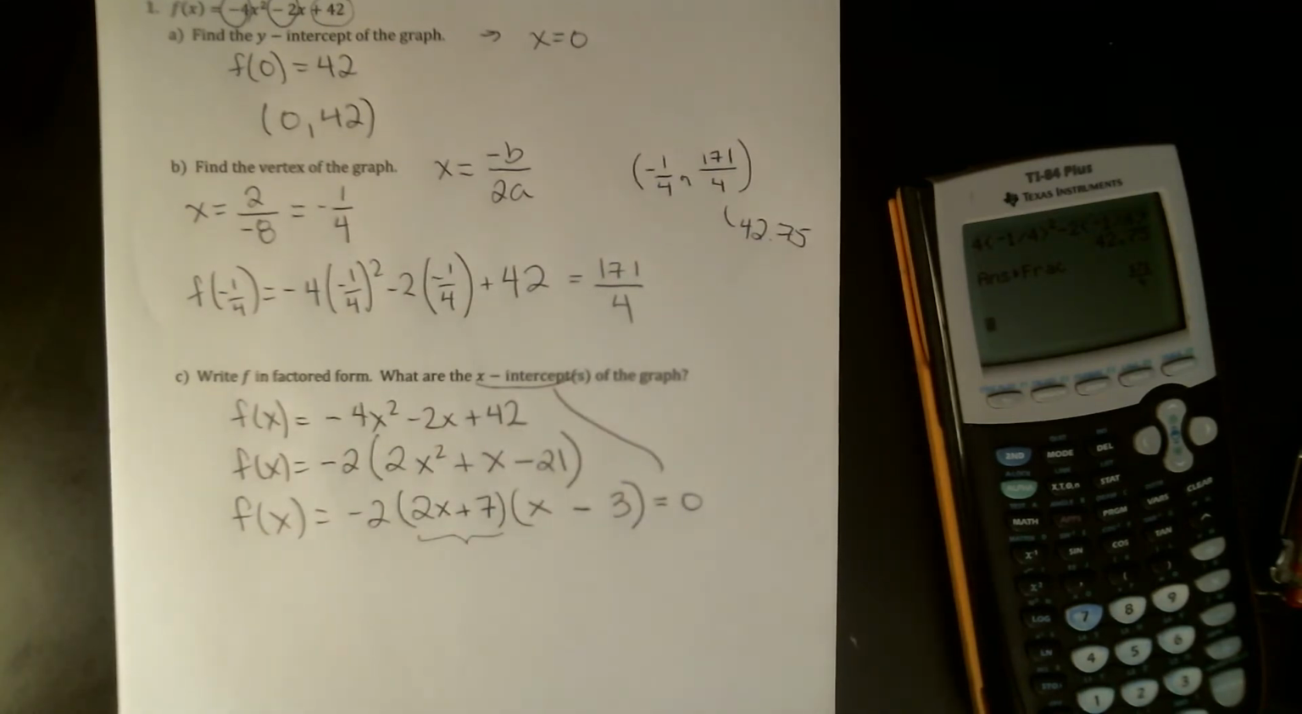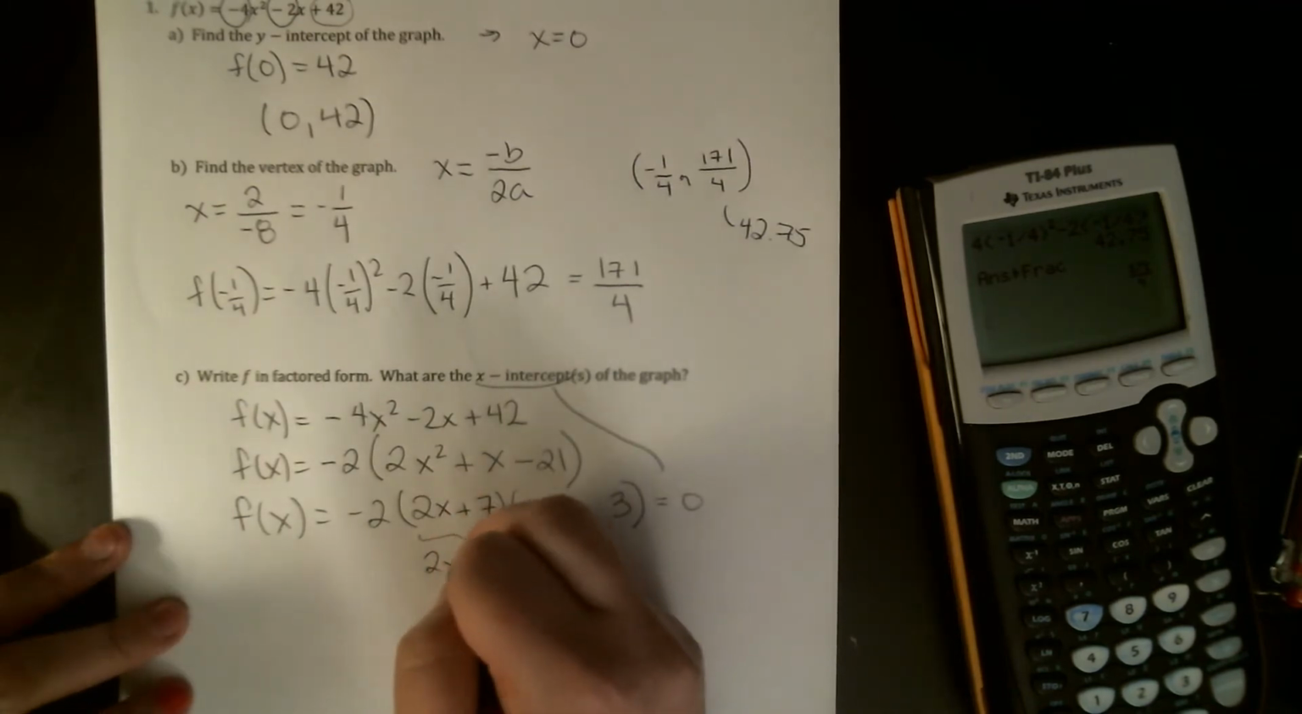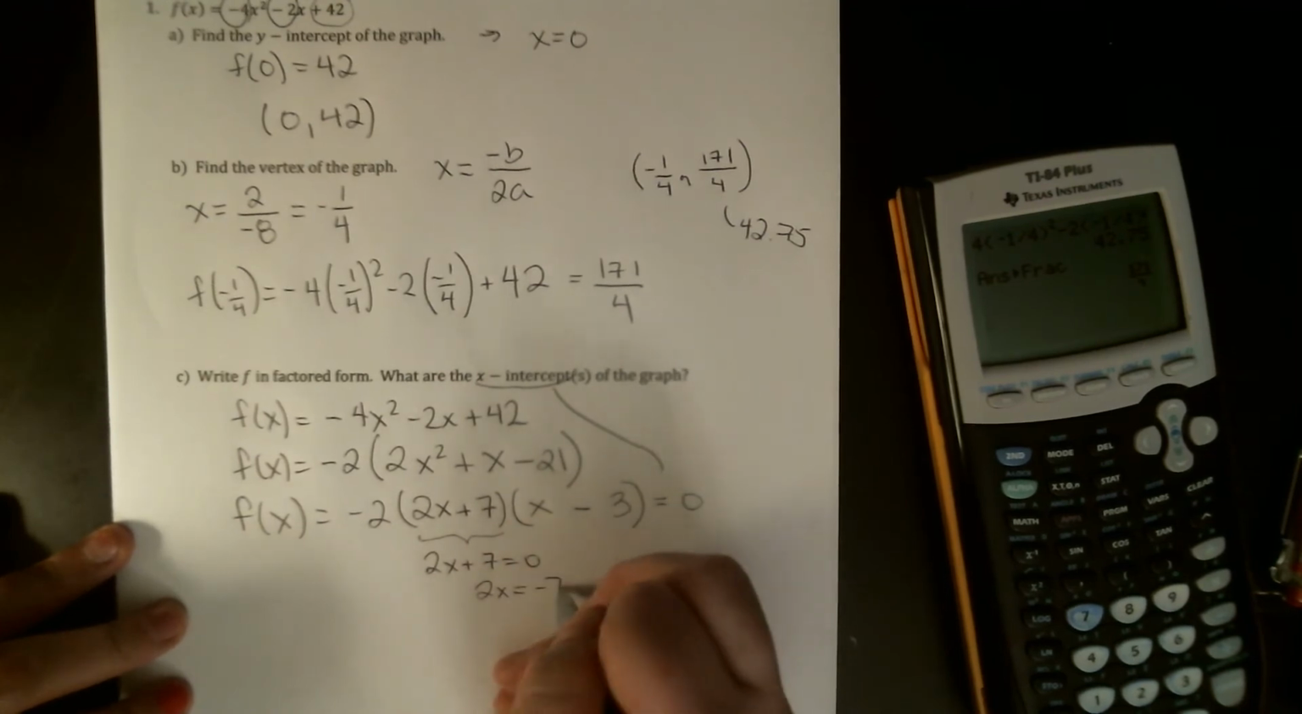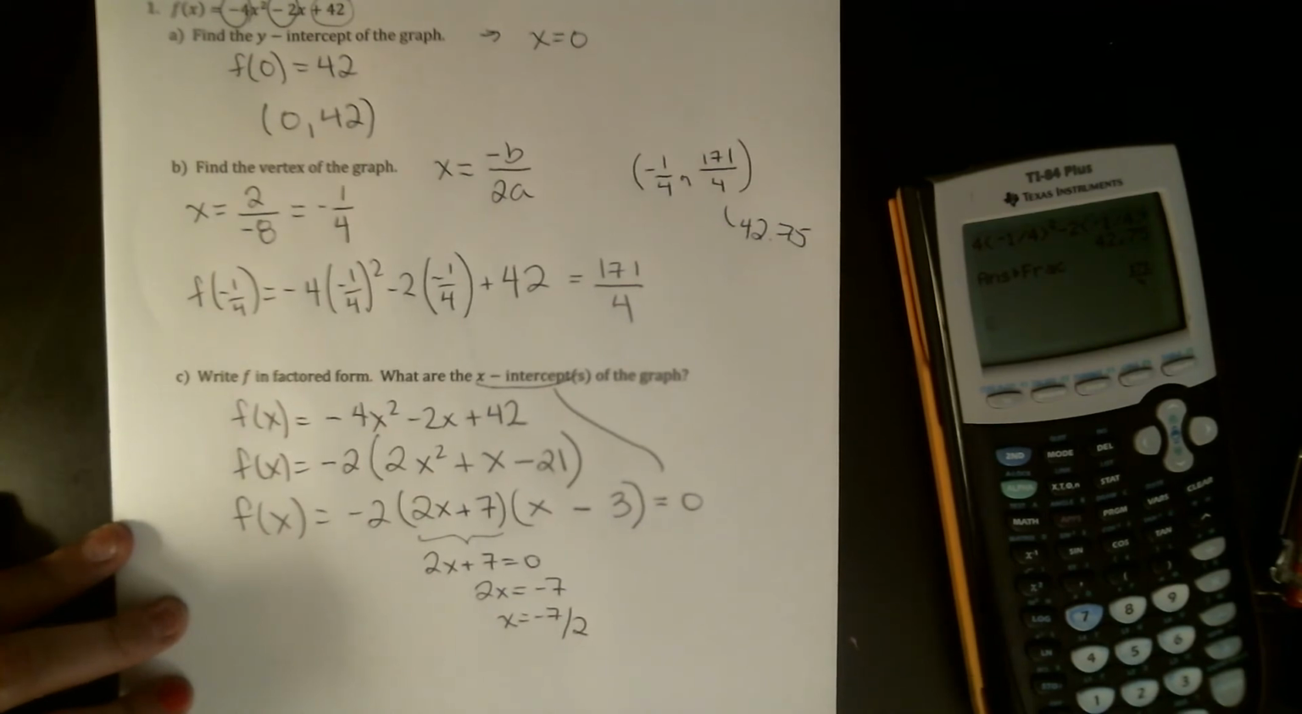So we would set 2x plus 7 equal to 0, and I don't need to see this work if you can spot in your head what the answer is going to be. But if you want to work through carefully, if you're worried you're going to make a mistake, we get x equals negative 7 halves.